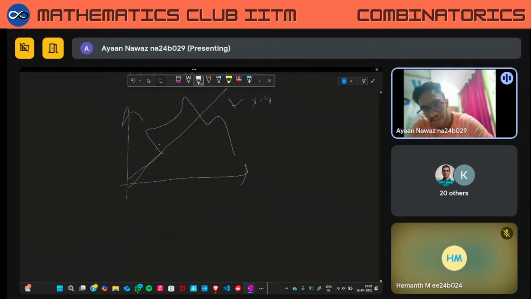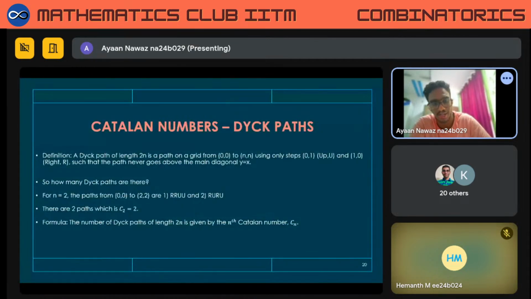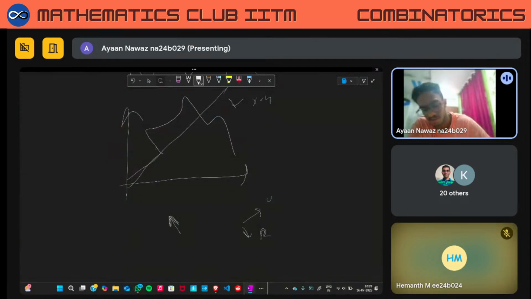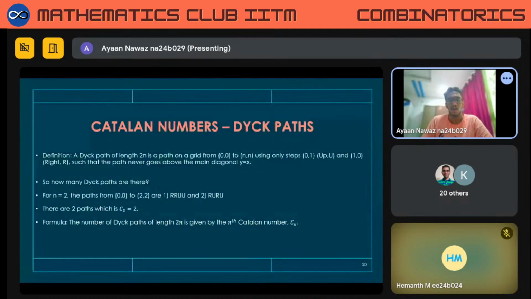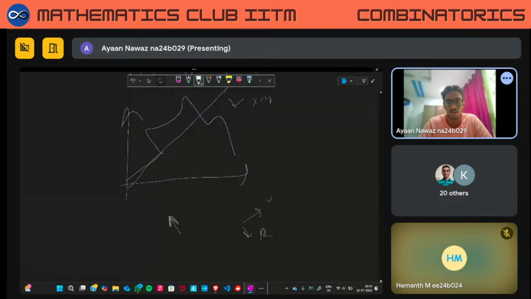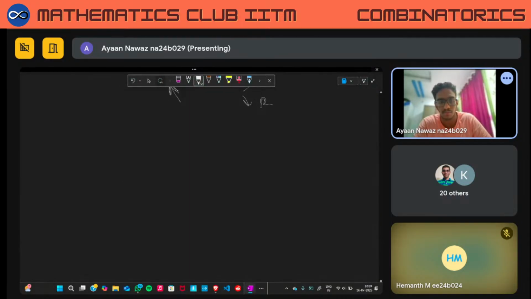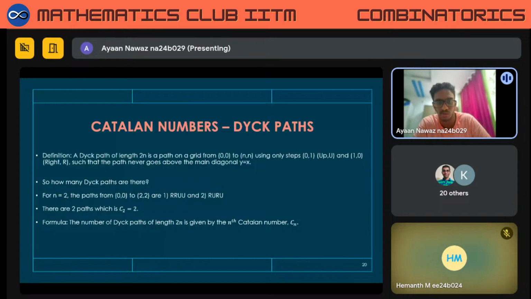Because to go above the x equals y diagonal, I need a move in this direction, but we are restricting movements only to this and this direction. That is, this we are considering up, and here we are considering right. How many Dyck paths are there? For n equal to 2, there are paths from (0, 0) to (2, 2): right, up, right, up, and the other one. So there are two paths, that is C2 is equal to 2.